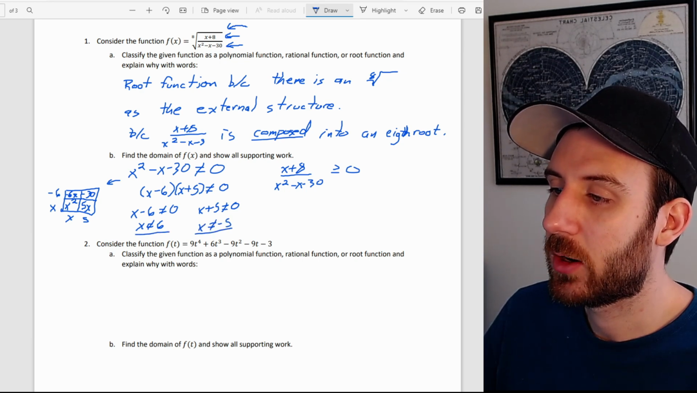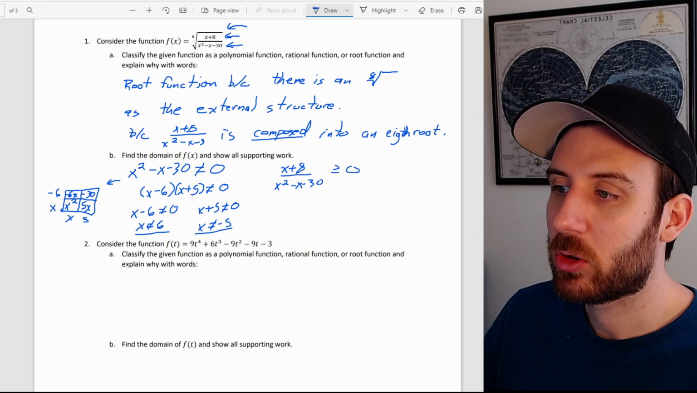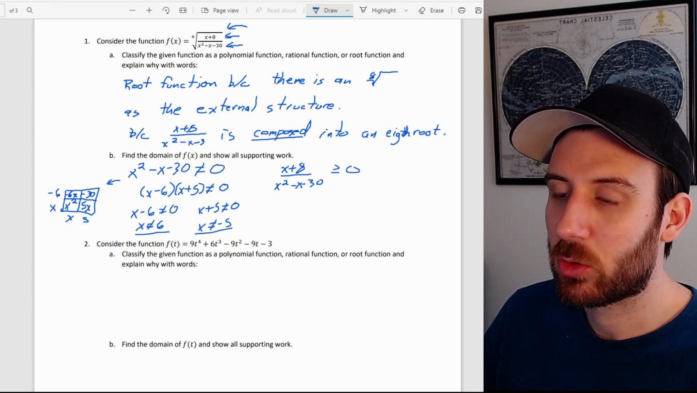So those are two numbers right there. And then for this next one, we want to be looking again at some of these values where I need to be greater than or equal to 0.